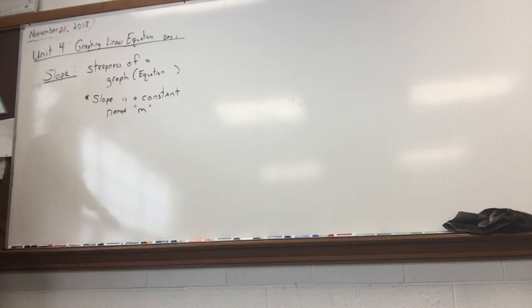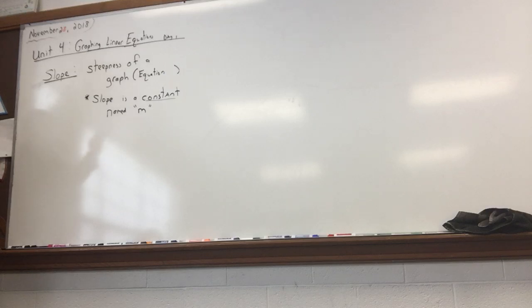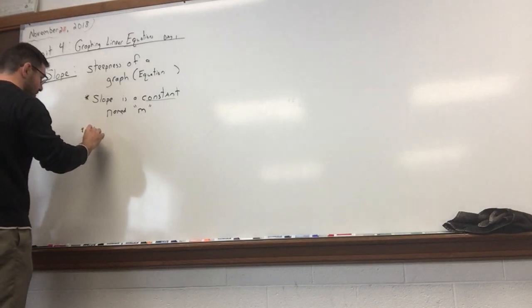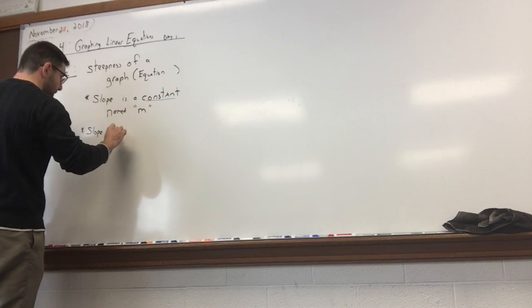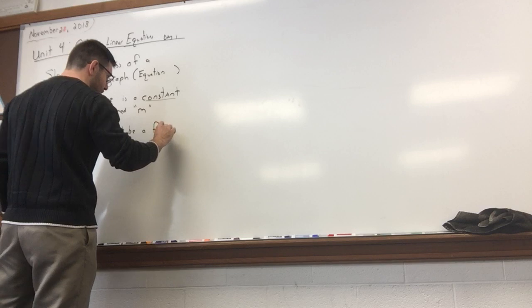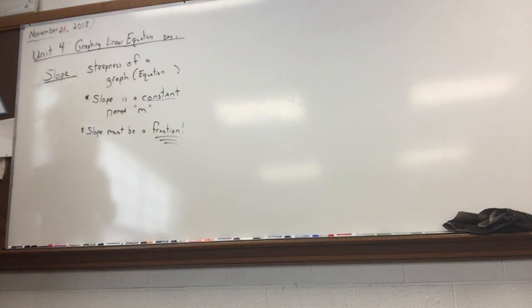I don't know. But the key here is slope is a constant. Once we know the slope of a graph or of the equation, it stays the same. It's not going to go like this and then change. It stays the same for my graph. Everybody with me? For us to start, slope must be a fraction.